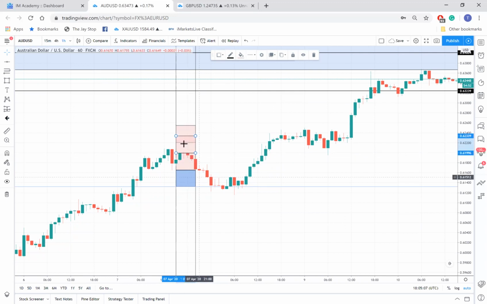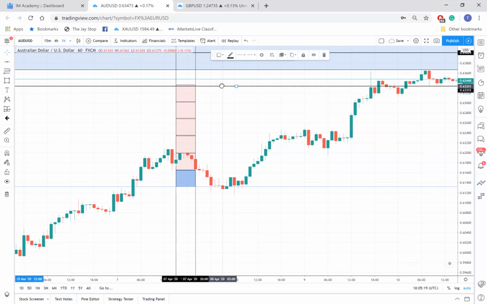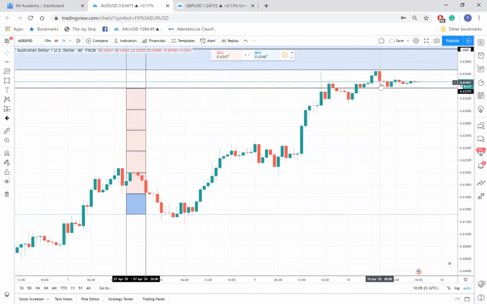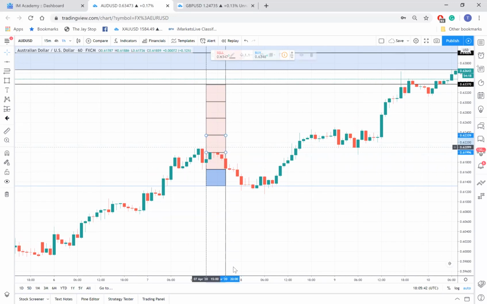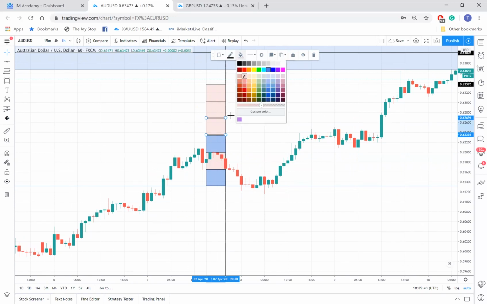1, 2, 3, 4. Just change this right there. And notice how we decided to consolidate right after. So this was a 200 pip trade, a 200 pip trade right here. Let's mark this so everybody knows.